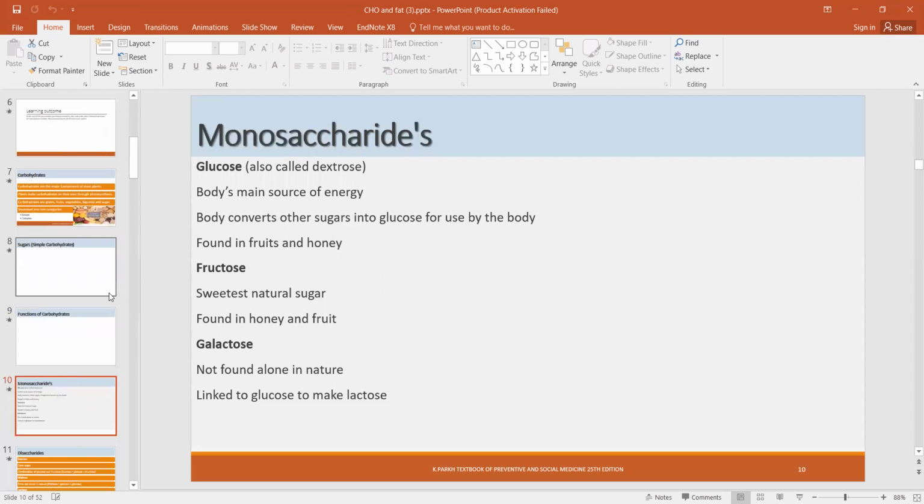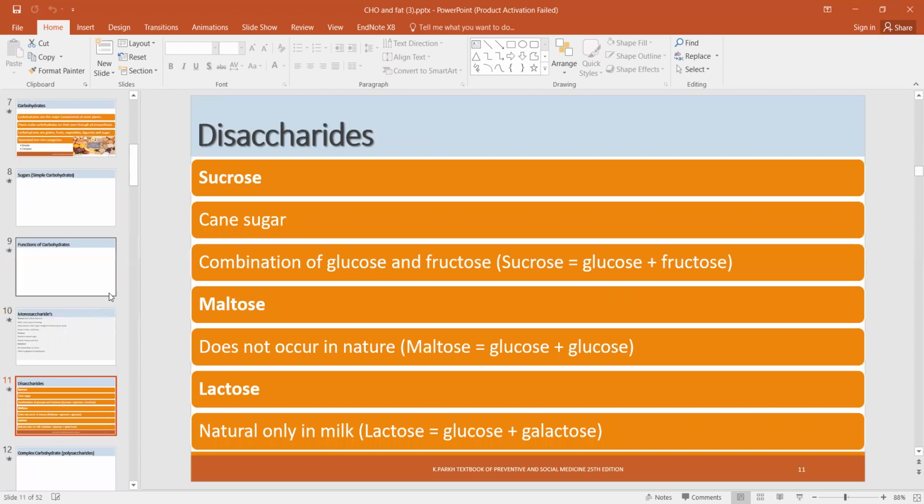Monosaccharides are again divided into different forms. Glucose is the body's main source of energy; the body converts other sugars into glucose for use. It is frequently found in fruits and honey. Fructose is the sweetest natural sugar, found in honey and fruit. Galactose is not found alone in nature; it is linked to glucose to make lactose.